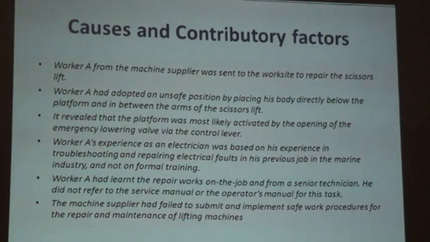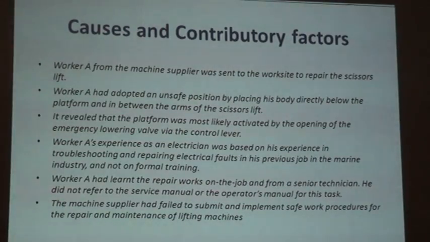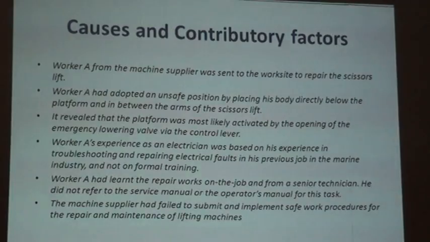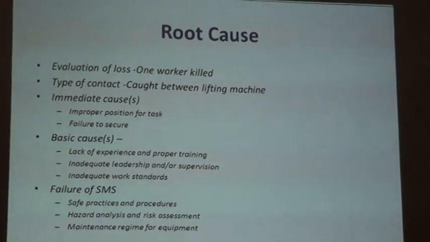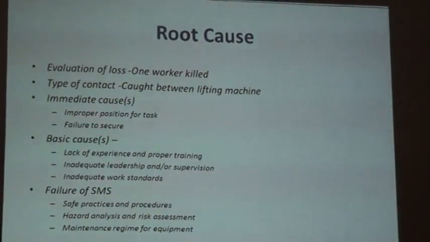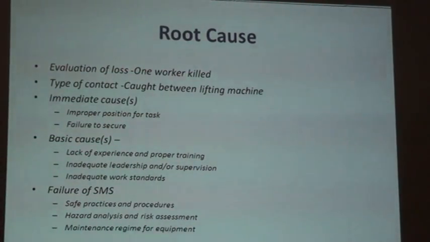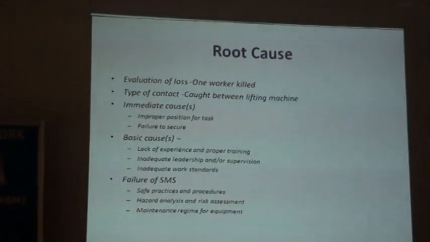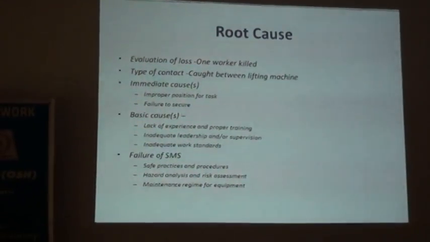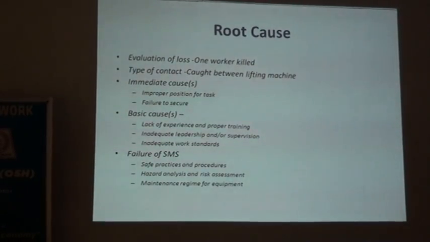So looking at this, a lot of basic causes. You may not be aware of the procedure; he did not refer to the manual. He could have referred to the manual, he could have got the thought that we need to go with the LOTO system. So caught with the lifting machine, basic causes are lack of experience and proper training, inadequate leadership and supervision, inadequate work standards. So failure of safety management system, safe practice and procedures, hazard analysis and risk assessment, maintenance and other equipment. So I have only these 5 case studies. The time is very limited, only 30 to 45 minutes. So looking at these 5 case studies, what are your thoughts?